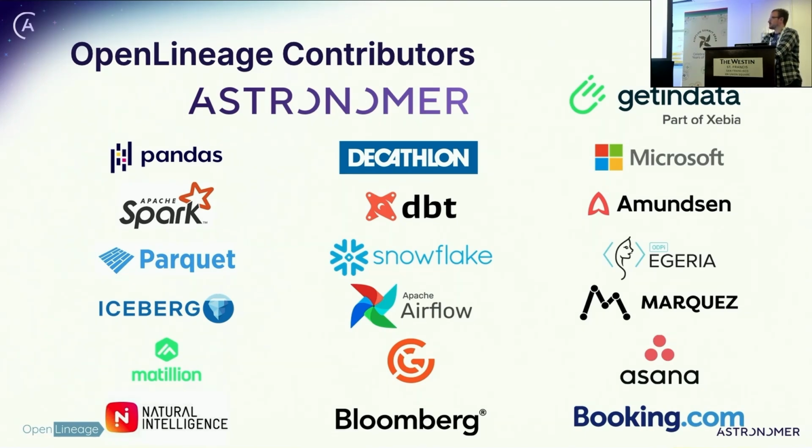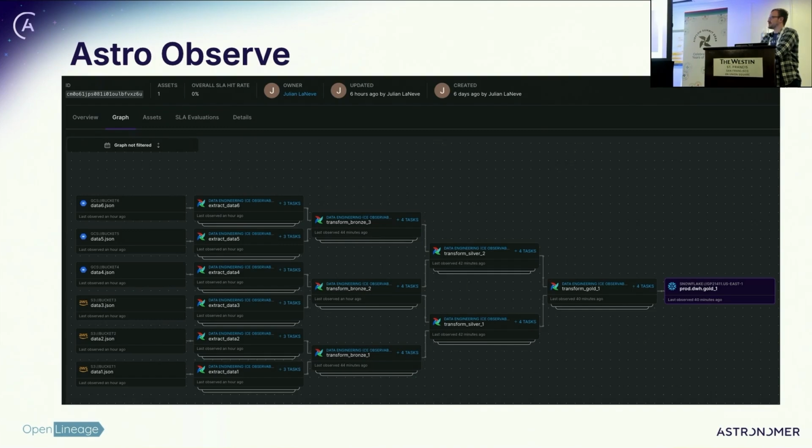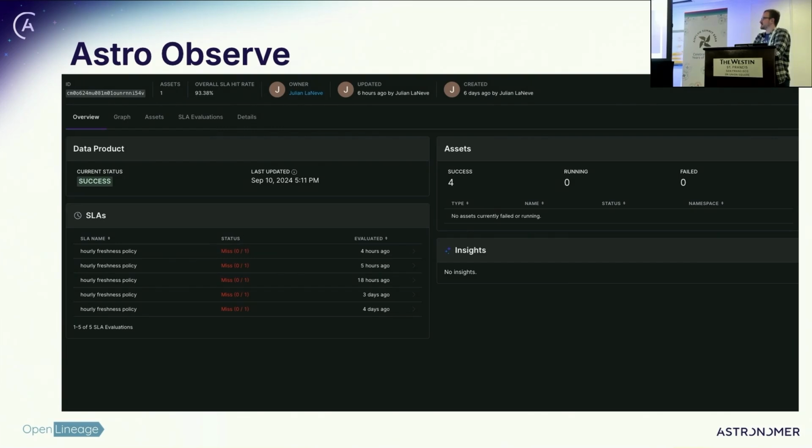So you don't have to look much further. For example, a tool that uses OpenLineage, AstroObserve, recently announced, allows you to see the lineage graph, the flow of data in your organization, and other stuff like SLAs, and it's powered by OpenLineage.